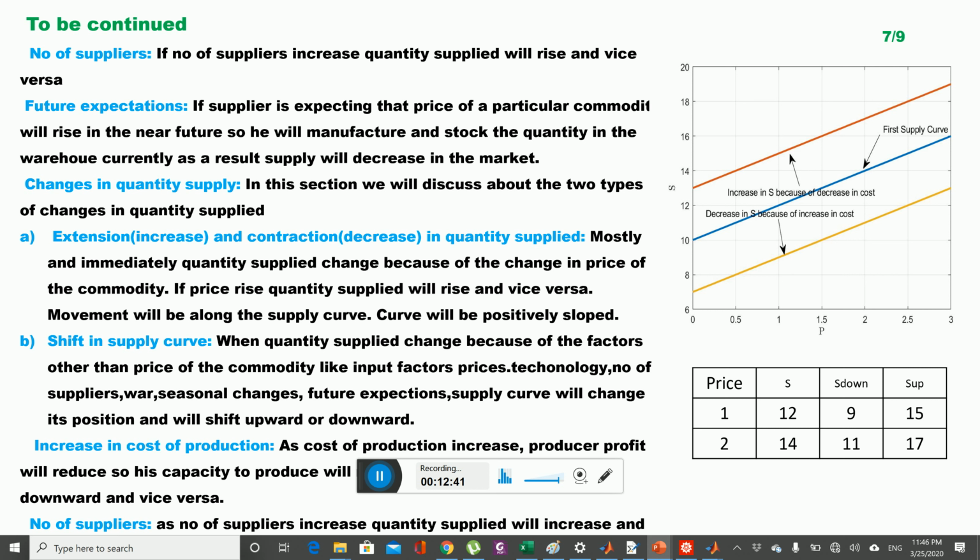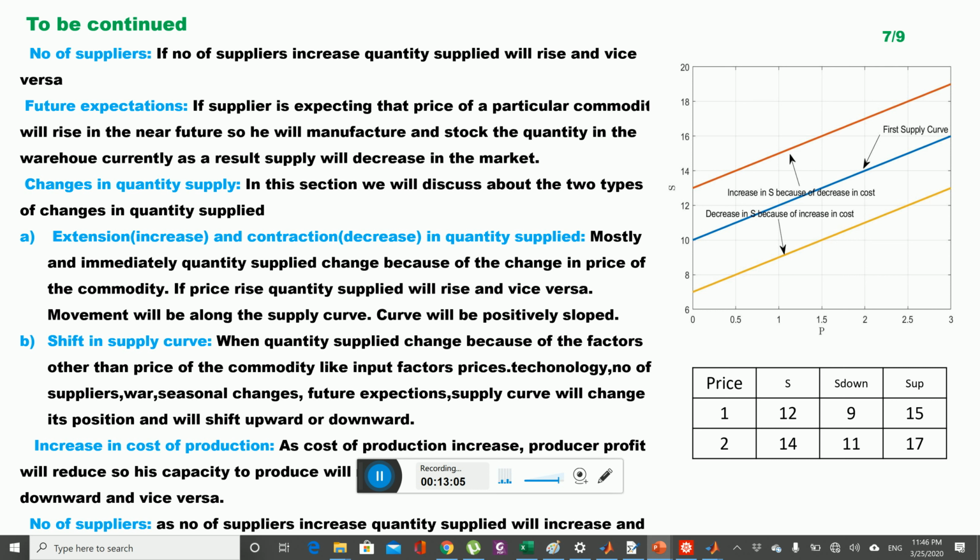He is thinking that in the near future, the price of cement will rise in the new budget when the government of Afghanistan will announce it after 2 or 3 months. Now currently he will manufacture cement and stock it in the warehouse, and when after 3 months the price of cement increases, he will increase supply.